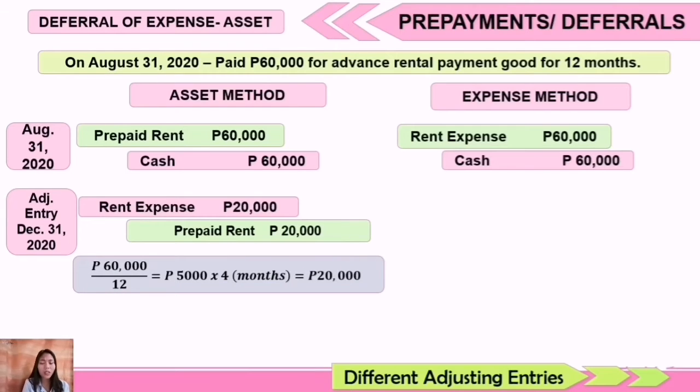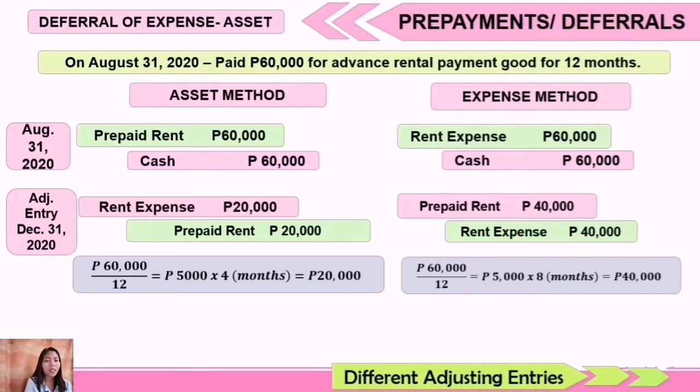Then the computation is 60,000, which is the actual amount, divided by 12 months. So 5,000 per month times 4 months, because the months that were used up start with September since this is August 31, so August will not be covered. September, October, November, December, 4 months. So 20,000. In the expense method, we have debit prepaid rent and then credit rent expense.